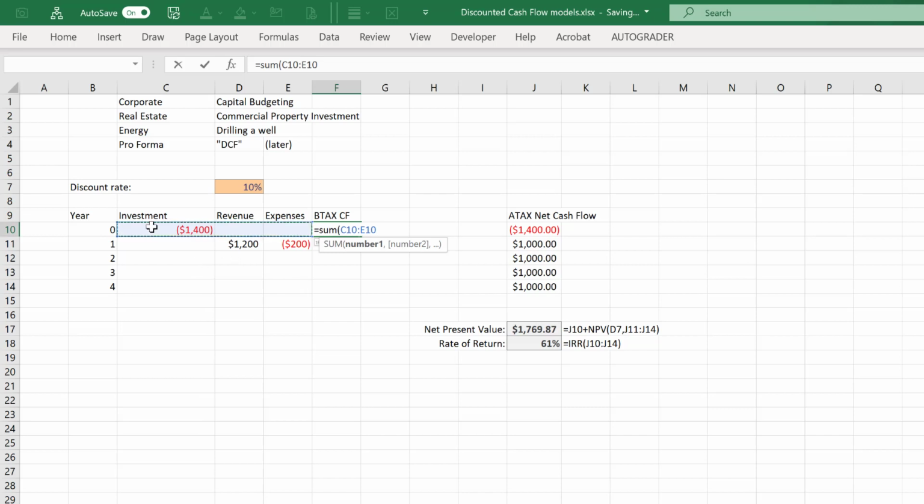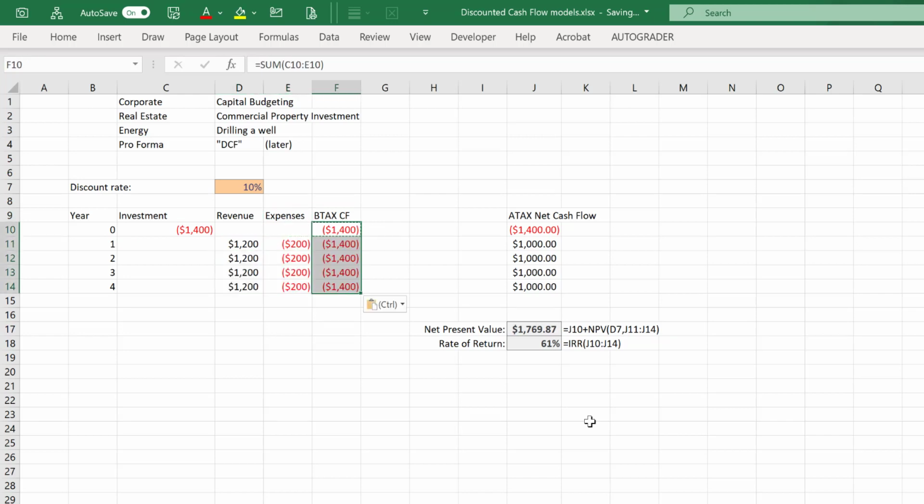And if I show my outflows as negative and my inflows as positive, then I can just use the sum function to take care of those. Let me copy these down and copy this formula down. And we have the same numbers here for before tax cash flow as the original in the example that gave us these outputs. But that's not necessarily going to be our ATAX net cash flow. So I'm going to delete that for now.